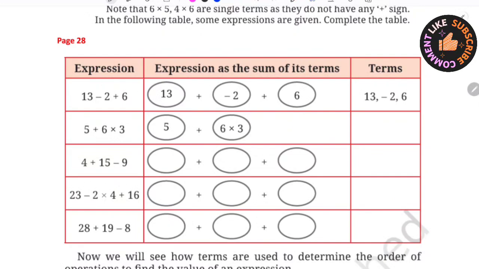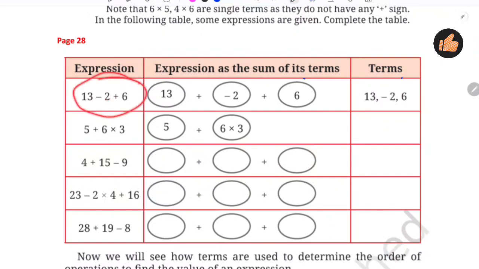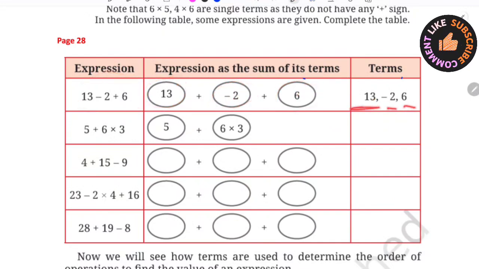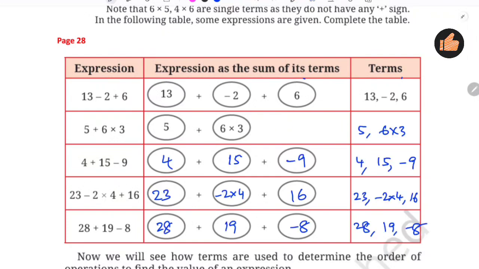Similarly, you can write here. Expressions are given, and an expression is the sum of terms, and three columns are given here. The first example is already shown. 13 minus 2 plus 6 is written as 13 is one term, plus minus 2 is another term, plus 6 is another term. So the terms are 13, minus 2 and 6. Similarly, we can write the others also.